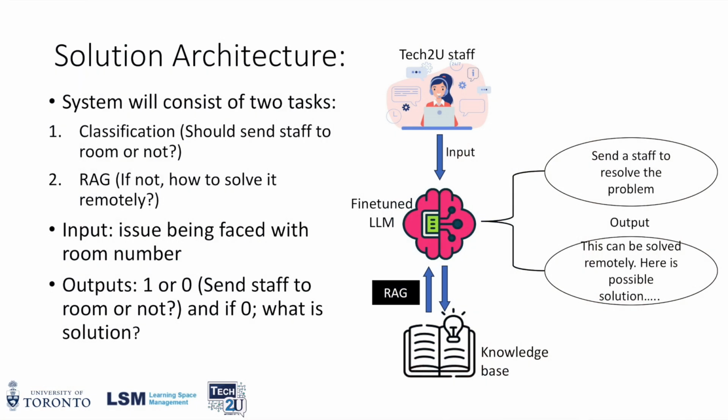This is our solution architecture. Our system will consist of two tasks. The first task is classification, whether a staff is supposed to be sent to the room or not. If not, we come to the second task, which is using retrieval augmented generation to provide the solution for the problem. Our input to the model is the issue being faced with the room number, and outputs are the labels 1 or 0, and if 0, what is the solution?